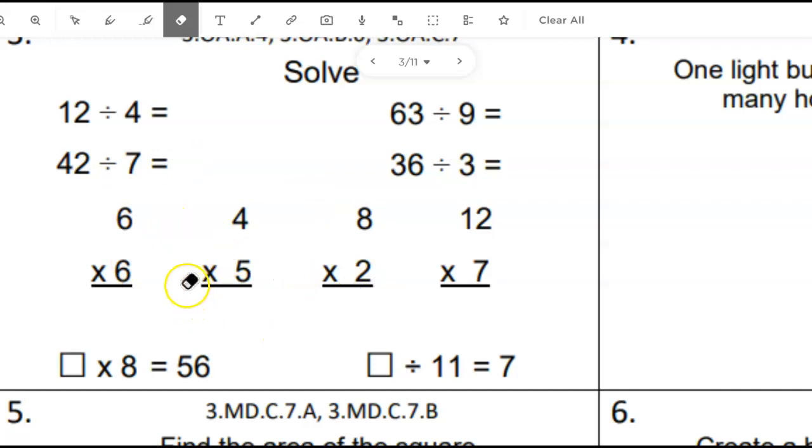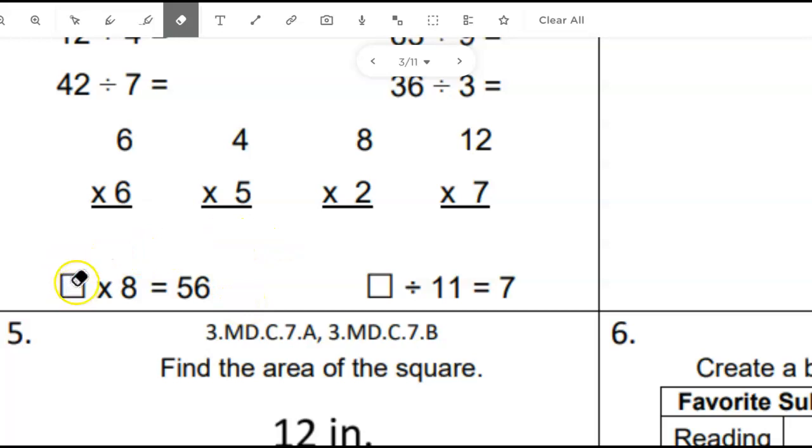A strategy for multiplying, some of them follow some patterns, like 6 times 6. What's 6 times 6? 36. If you are not sure, remember you can count by that many. So 4 times 5, I'll hold up 4 fingers and count by 5. 5, 10, 15, 20. 4 times 5 is 20.